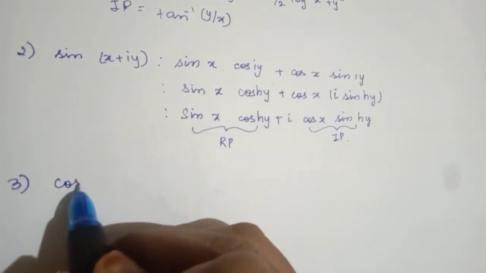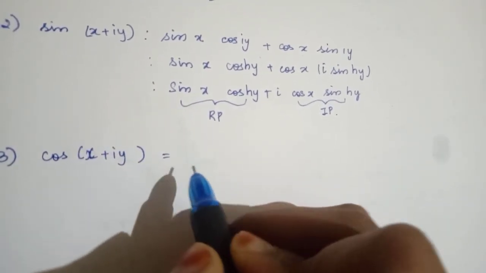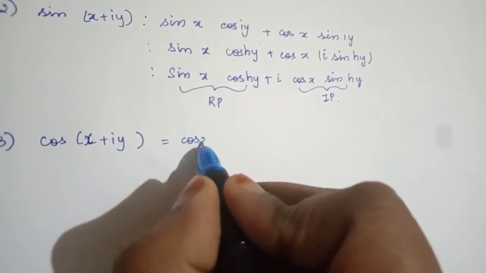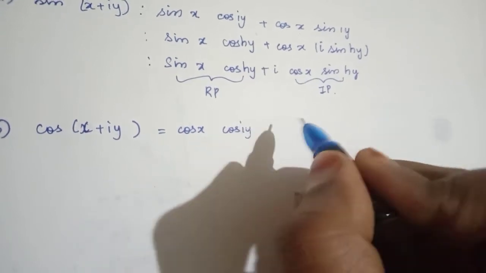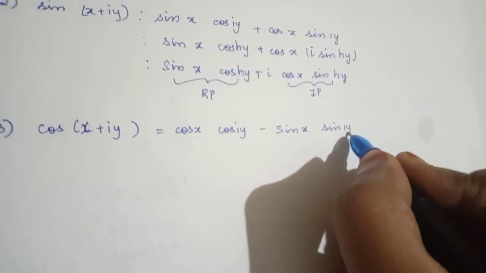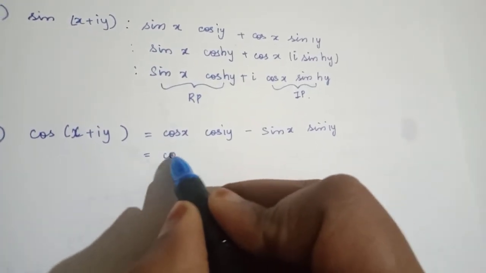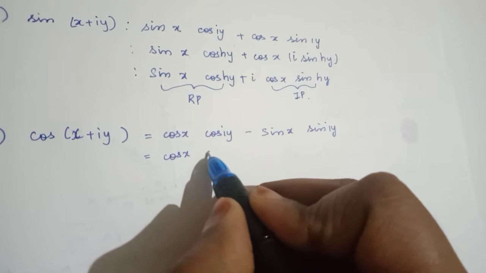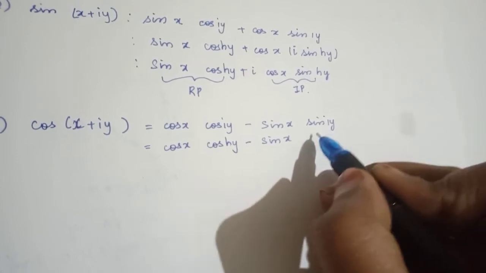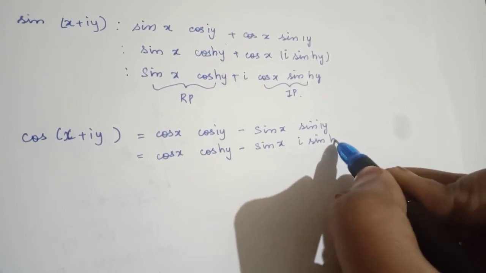Third problem is cos of x plus iy, using the cos a plus b formula. Cos a plus b formula is cos x cos iy minus sin x sin iy. So as I solved the previous sum, cos x remains the same. Cos iy is nothing but cosh y, minus sin x remains the same. Sin iy is written as i sinh y.